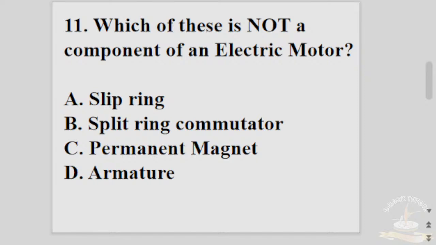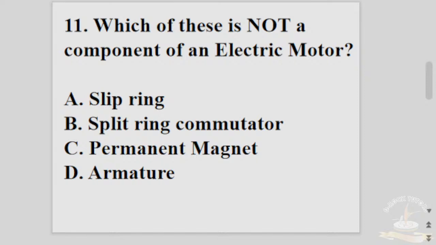So if you take a look at the board, you will see that the correct answer here would be slip ring. Slip ring is not present in an electric motor. Rather, what is present is the split ring commutator. And the function of the split ring commutator is to reverse and change the direction of current. So the correct answer would be option A. The next slide.